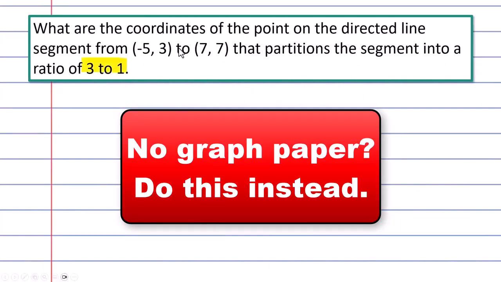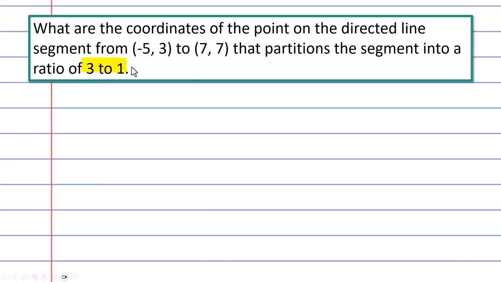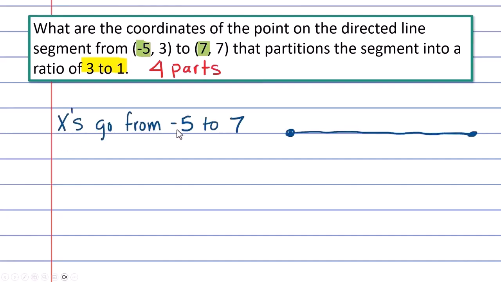Now, I have some segment. I haven't graphed the points or anything. I'm just going to use the coordinates and figure this out. 3-to-1 ratio means we're going to split that line into 4 parts. Let's look at the x's first. The first x is -5 and the second x is 7. So x's go from -5 to 7. Here's -5 and here's 7. This is not a number line. This is not even going to be any kind of accurate at all. I'm just making myself a helping line so I can figure out what I'm doing with these parts.